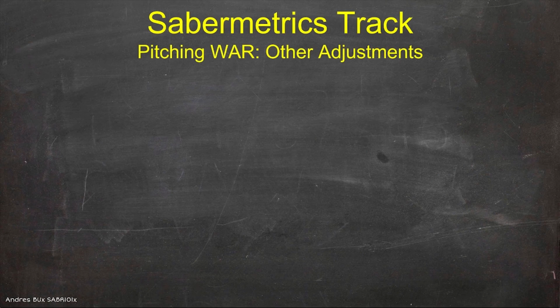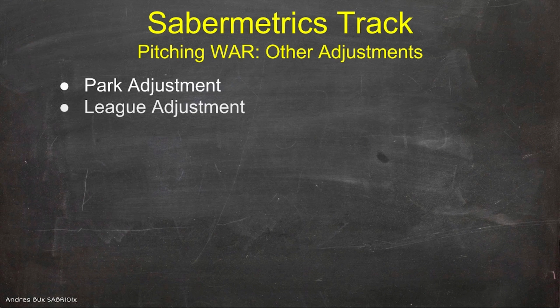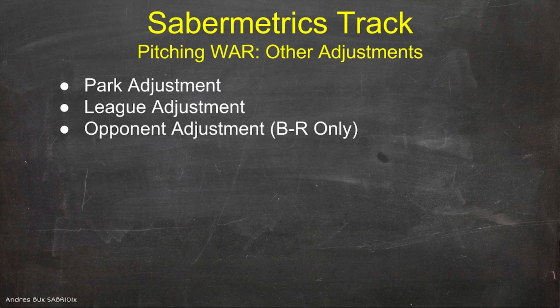So in looking at pitcher wins above replacement, we need to make some standard adjustments to what we're doing. We need to adjust for the park that the pitcher is pitching in and also the league context. So park and league adjustments need to happen to pitcher WAR. Baseball Reference also does an opponent adjustment, the strength of schedule adjustment, how easy or hard the opponents are for that pitcher.